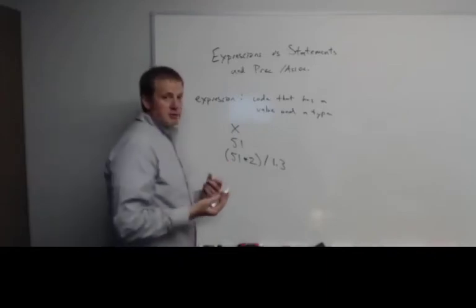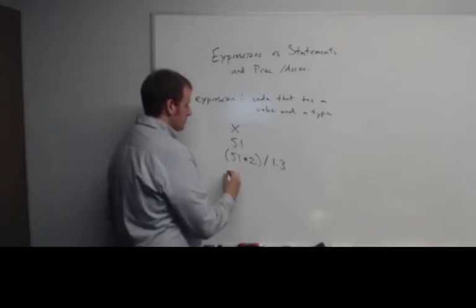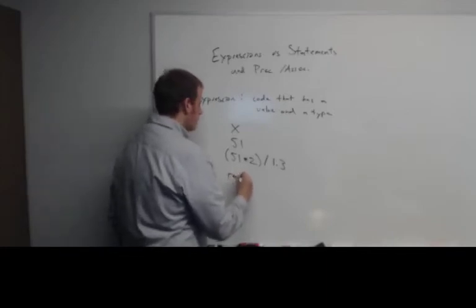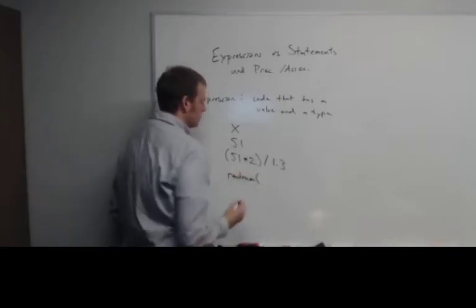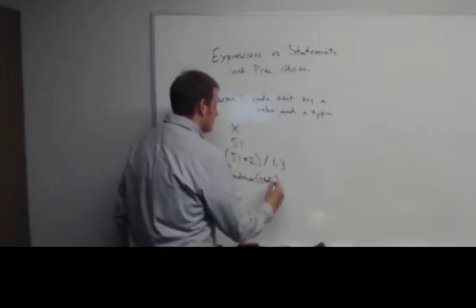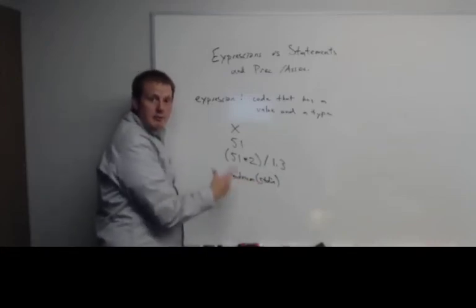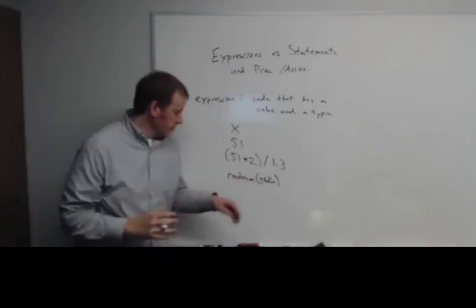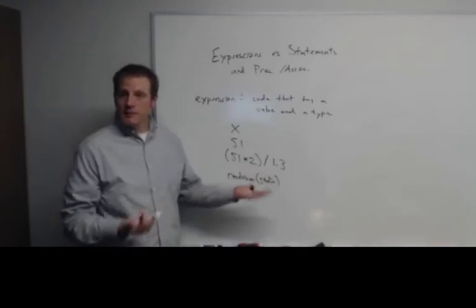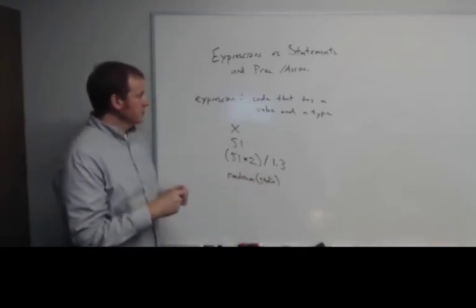And I'll also just mention that a lot of function calls have a value as well, such as readNum, stdin. That has a value. The value is going to be different every time you run your program, depending on what somebody typed in on the terminal, but it does have a value, and the type of it happens to be double. So those are all expressions.